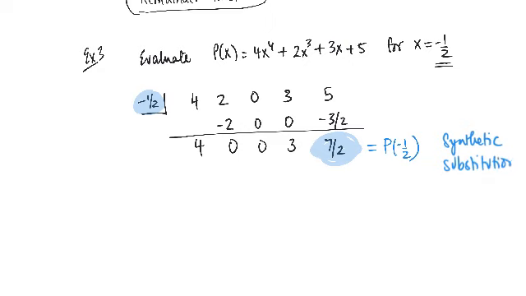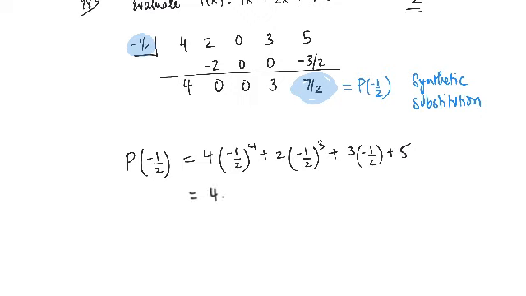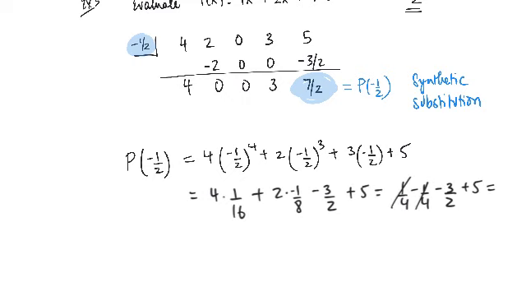Let me just double check it by doing direct substitution. So p of negative 1/2 would be 4 times negative 1/2 to the fourth plus 2 times negative 1/2 cubed plus 3 times negative 1/2 plus 5. And if you do that right, let's check it out. 1 over 16 plus 2 times negative 1 over 8 minus 3/2 plus 5. So I think I get 1/4 minus 1/4 minus 3/2 plus 5, and that is equal to 7/2. So we confirmed it, right?